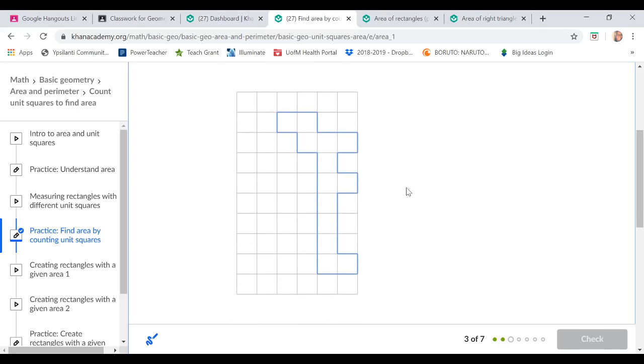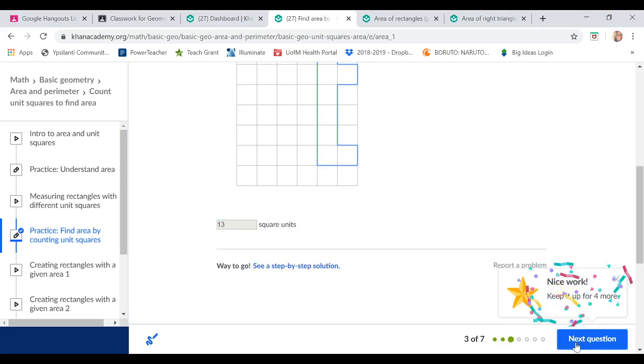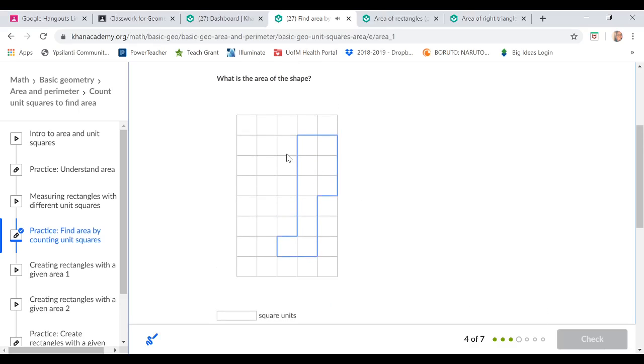Next question. Again, we have an irregular shape that has dents and stuff in it, so it'd be easiest to just count how many squares we see. So we see we have 1, 2, 3, 4, 5, 6, 7, 8, 9, 10, 11, 12, 13. This one's going to be 13 square units. Next one, just count the shape.